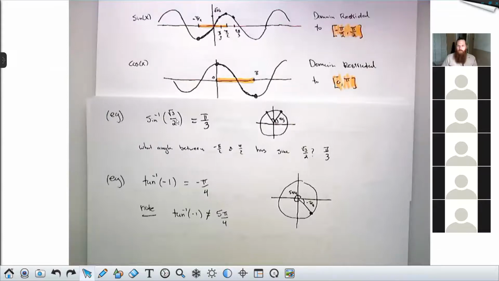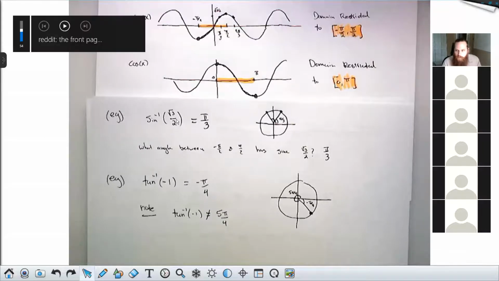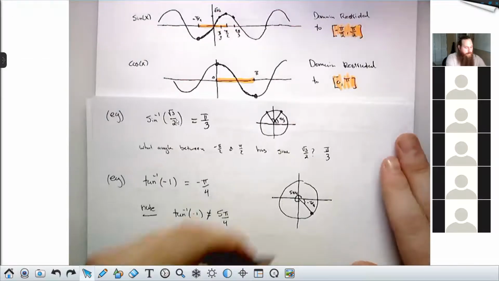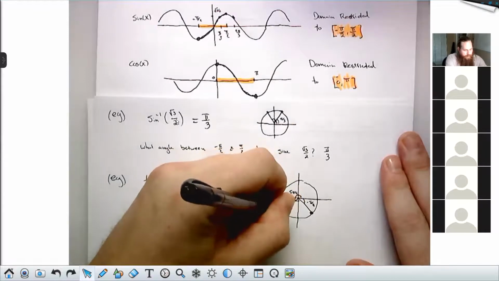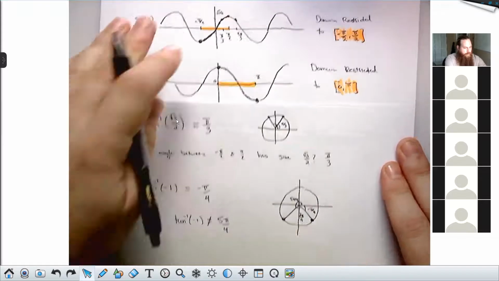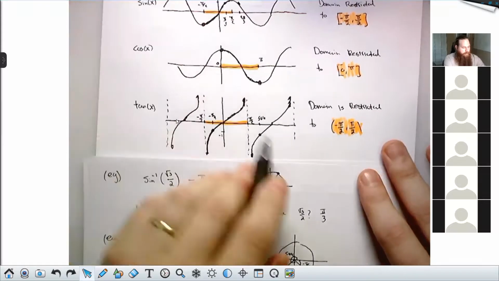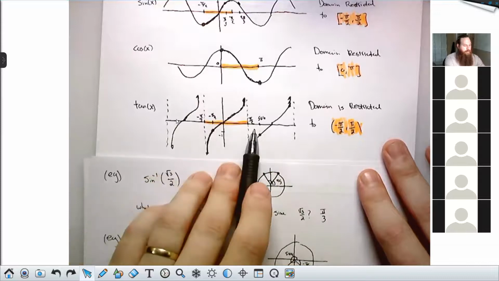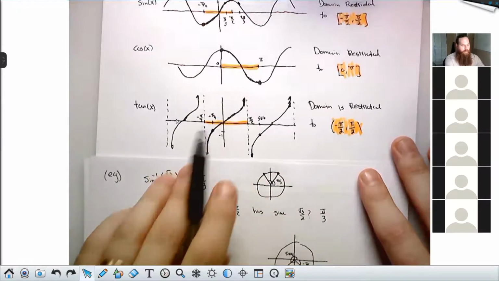I know that sometimes, oh yes, go ahead. Instead of saying negative pi over 4, could we say 7 pi over 4? No, same issue. So 5 pi over 4 is right here, 7 pi over 4 is right here. And that would be talking about a point that's even further over. So it has to be between negative pi over 2 and pi over 2.